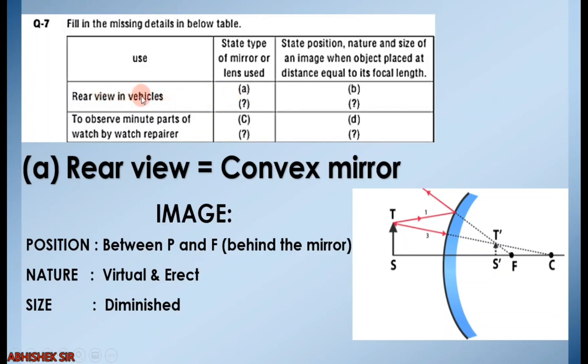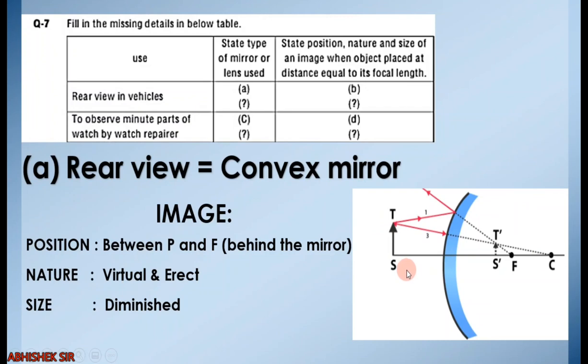So we are starting from the rear view mirror in vehicles, where we use a convex mirror, right? We have pretty good reasons for that, we have discussed in our video. Now moving on to the next answer, that is position, nature and size of the image when the object is placed at focal length, right? So in the course we have discussed only two conditions of convex mirrors. One was from infinity and other was in between infinity and pole. So we will assume that focal length is between the infinity and pole.